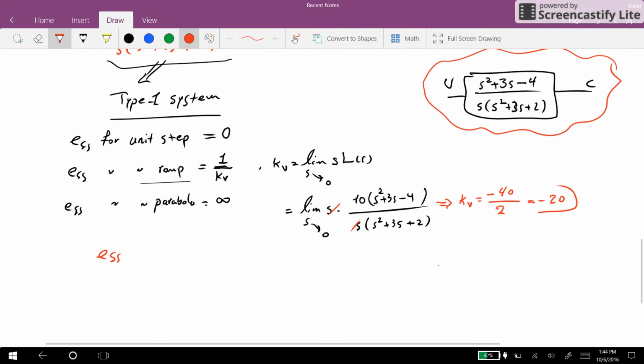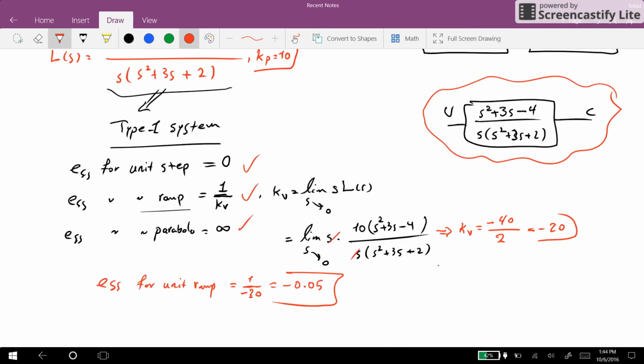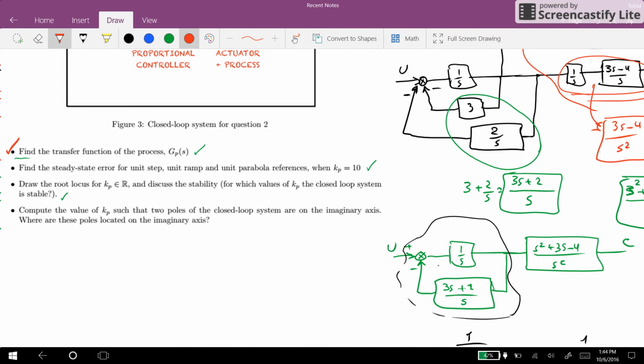As a result, the steady state error for unit ramp will be equal to 1 over minus 20, or minus 0.05. And we are done with all the three steady state errors for the 3 different cases. Okay, so this means that we are done with the second section of the question.